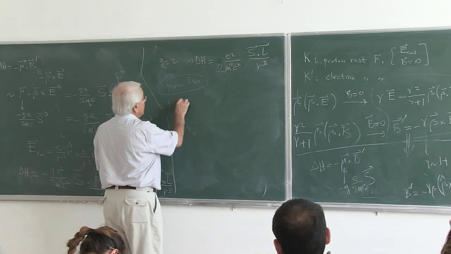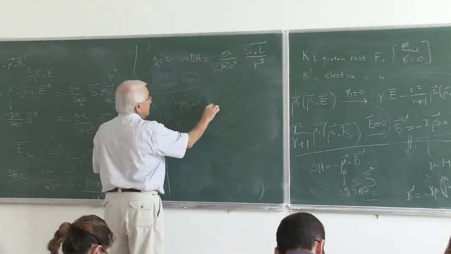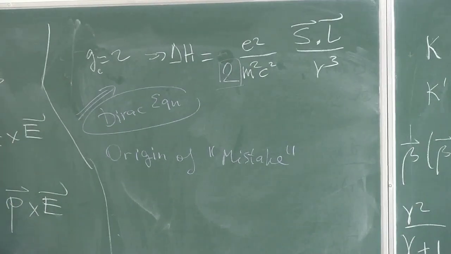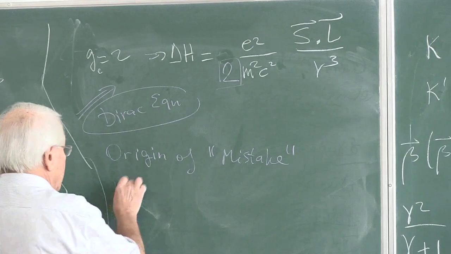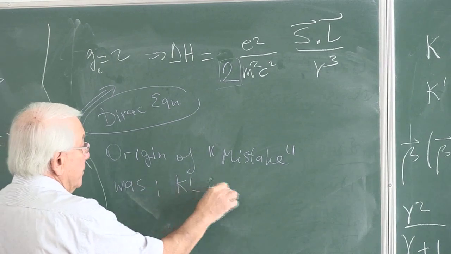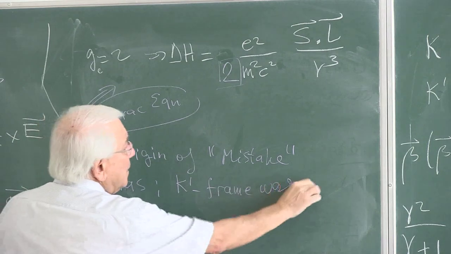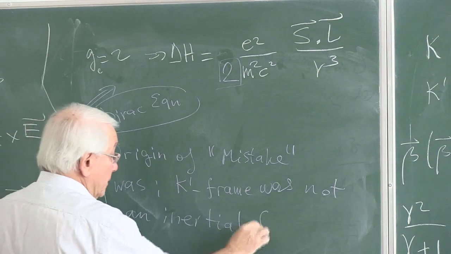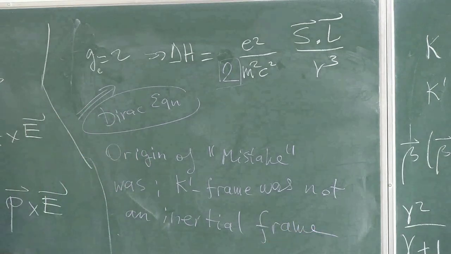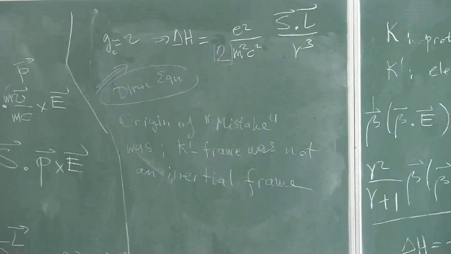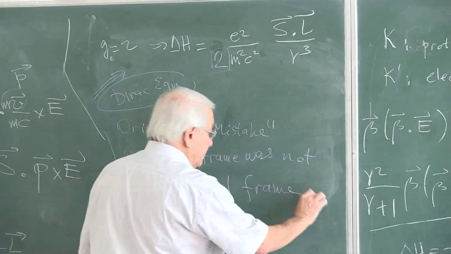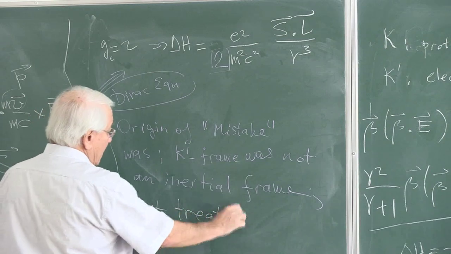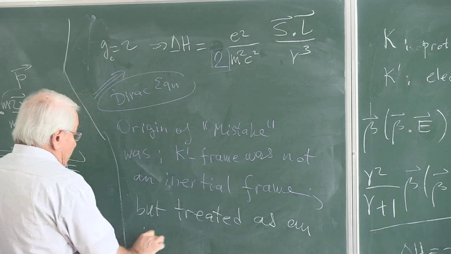Origin of the mistake. As I said, this is the mistake of everyone who is following that argument, the factor of two that I had to modify by hand. The K prime frame was not an inertial frame, but it was treated as an inertial frame by using the Lorentz transformation.